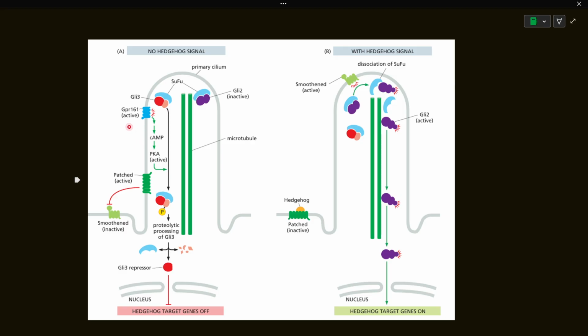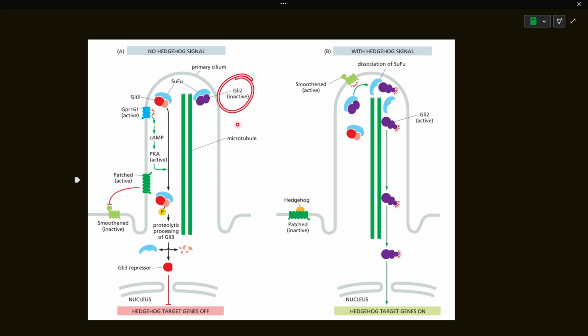That is going to result in the activation of adenylyl cyclase to increase cyclic AMP levels inside the cell, which will activate protein kinase A, PKA. So this PKA works over the GLI3, which is bound to SUFU. As said, the GLI2 protein and GLI3 protein belong to the GLI family of transcription regulators, and both of them are bound with the SUFU protein, which is also a co-repressor when the hedgehog is not there.